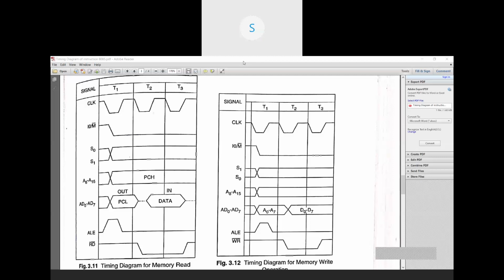Okay, so after that you can see AD0 to AD7. AD0 to AD7 is similar to the previous one: initially it is PCL, then it is your data. ALE is similar to the previous one, it is high then it is low. RD bar is similar to the previous one. It is copying the data.